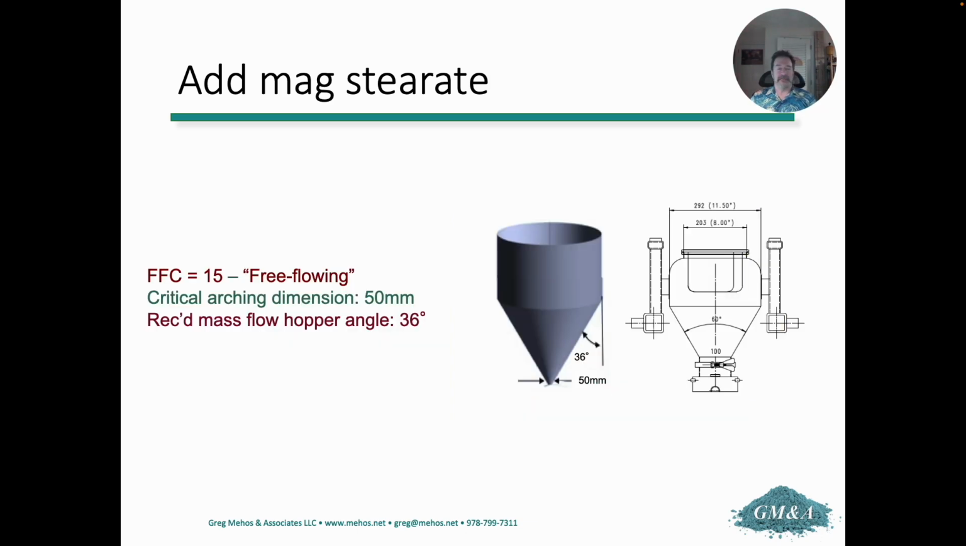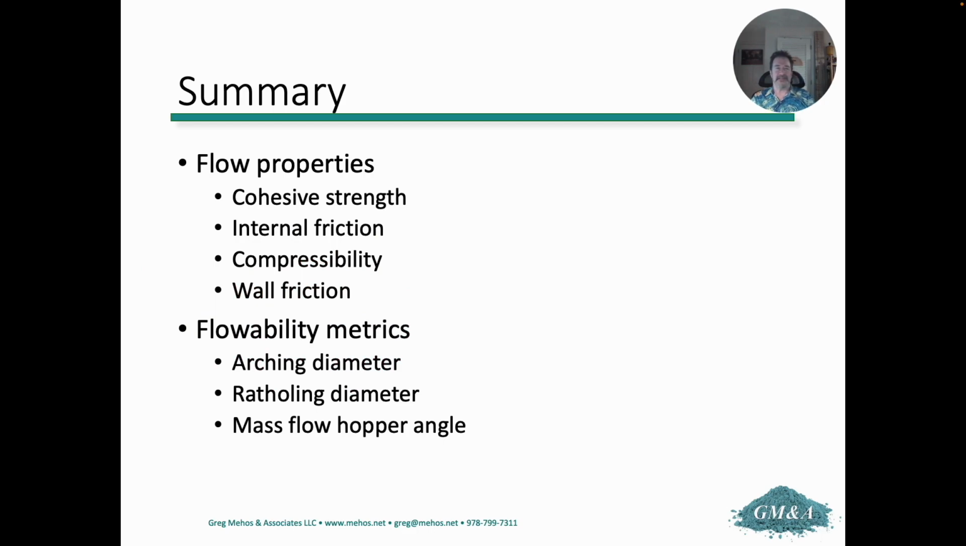And so now if we were to perform Jenike's analysis, first of all, the FFC is equal to 15. Man, this is great, really free flowing, but that doesn't really matter. What's really important is now our critical arching dimension is 50 millimeters. It's not going to arch. And the recommended mass flow hopper angle, that is the minimum hopper angle from vertical that we would recommend to prevent a rat hole from forming in the first place and make sure we have mass flow, is equal to 36 degrees. That hopper that we got from Hopper Depot that has this 30-degree from vertical wall, it'll work just fine. So we win.